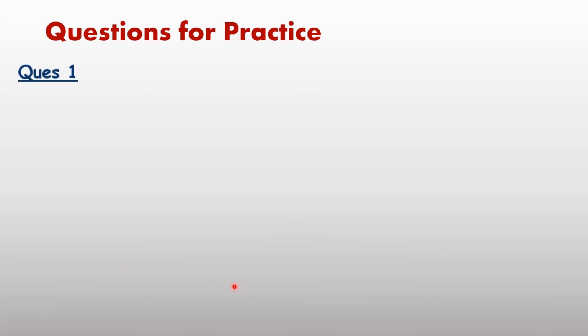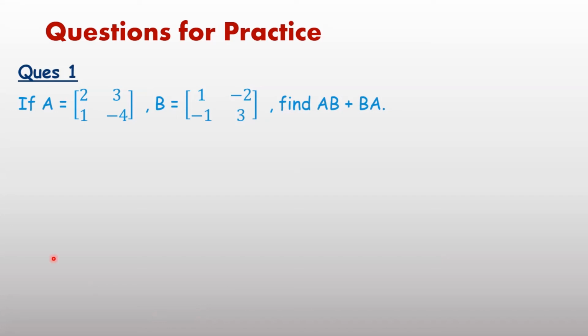Some questions for practice. Question 1: matrix A is given as 2, 3, 1, minus 4. B is given as 1, minus 2, minus 1, 3. The order of matrix A is 2 by 2 and of matrix B is 2 by 2, which implies matrix multiplication is possible. You have to find the value of AB plus BA. First find the matrix multiplication AB, then BA, then add them.